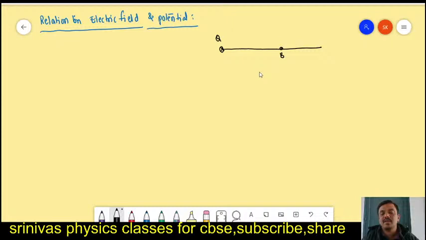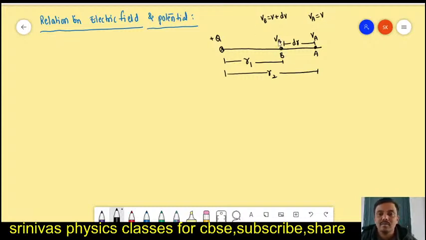This point we take as B, at less distance, where this is the plus Q charge. This point is at R1 distance, and the other point is at R2 distance. When the distance increases, the potential decreases, right? Because potential is inversely proportional to R. At point B the potential is VB, and at point A the potential is VA. The distance between these two points we take as dr, and we consider VB equal to V plus dV, and VA as V.